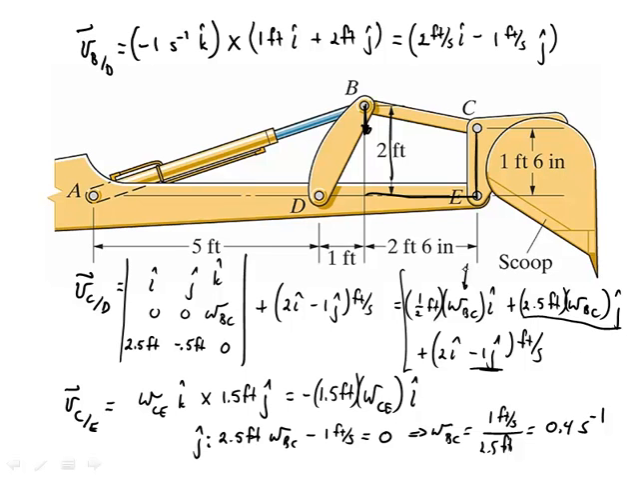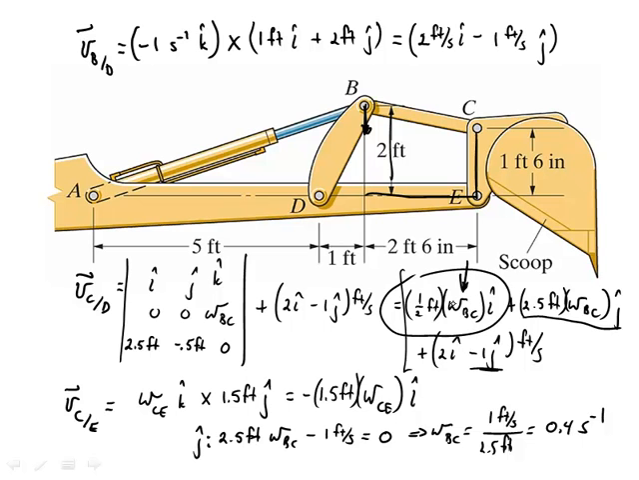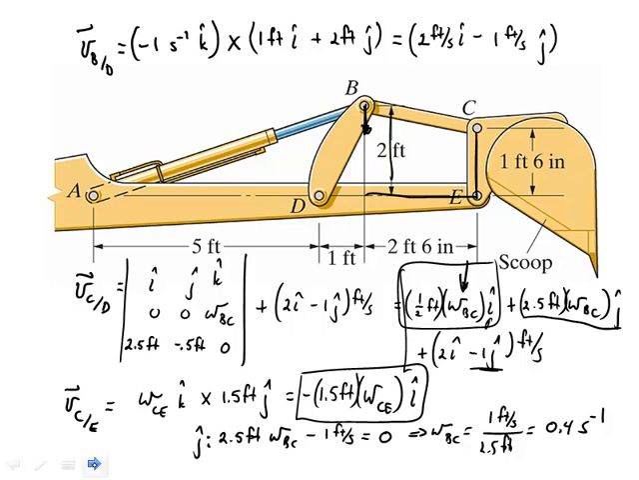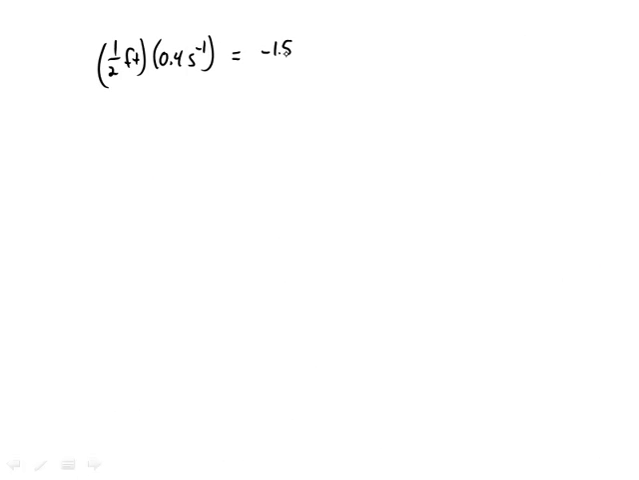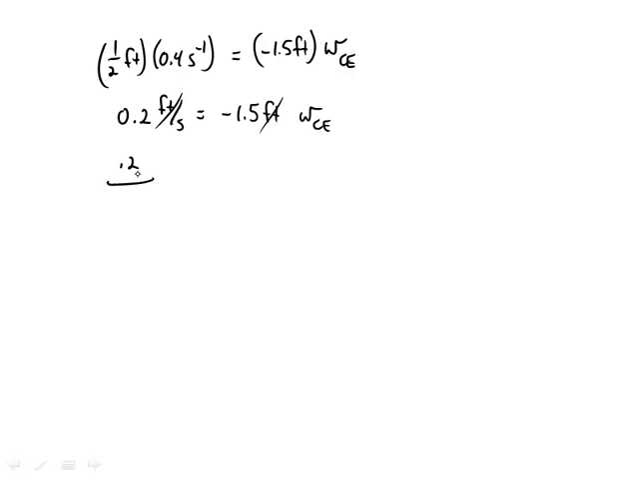Then I'll substitute that into here and solve for omega CE. So I have 1/2 foot omega BC, but omega BC is 0.4 seconds to the minus 1. Okay, that's this term right here, 1/2 foot times omega BC. That's the i component of the velocity of C with respect to D, and the i component of the velocity of C with respect to E is right there, minus 1.5 feet omega CE. So it has to equal minus 1.5 feet omega CE, and so I get 0.2 feet per second equals minus 1.5 feet omega CE. The feet will cancel. I have 0.2 over, and that's seconds to the minus 1, over minus 1.5. That's minus 0.133 seconds to the minus 1.